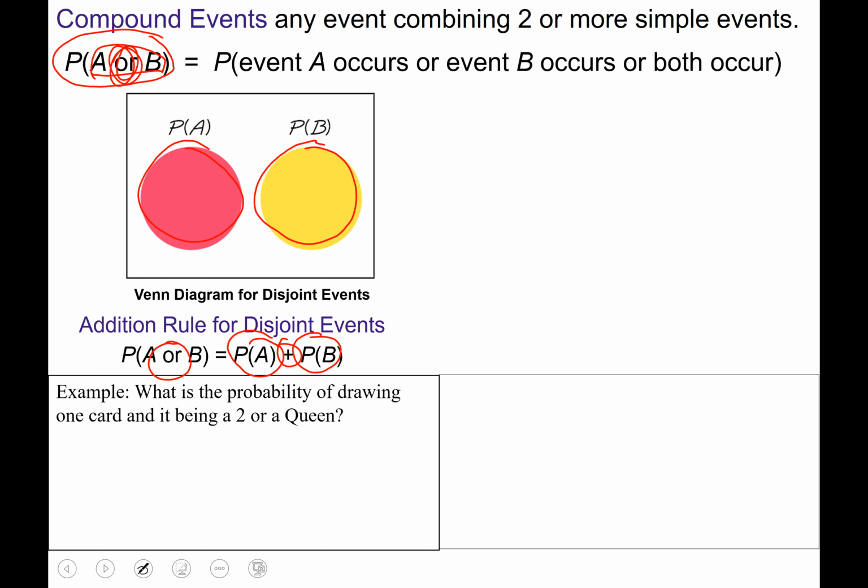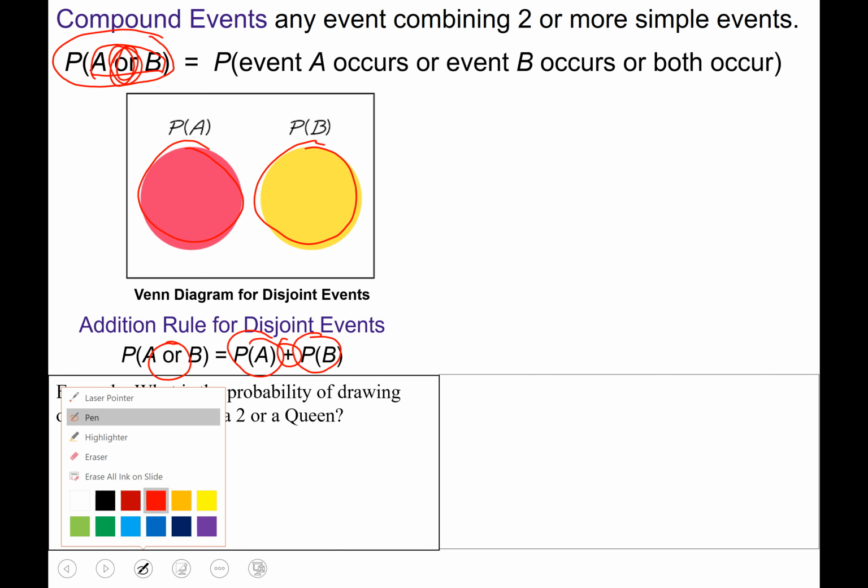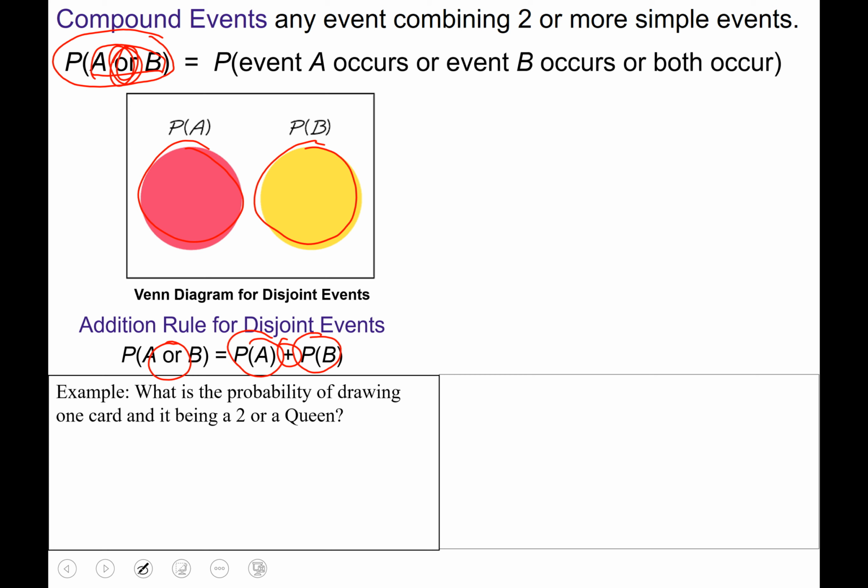Let's look at that with an example. What is the probability of drawing one card and it being a 2 or a queen? All right, these 2 events can be represented in the Venn diagram above. There are 4 twos. Let me change colors so you can see this. So you have the 2 of hearts, the 2 of diamonds, the 2 of spades, and the 2 of clubs.